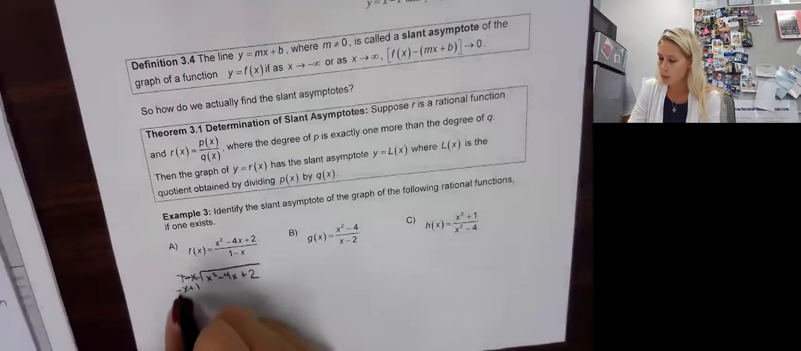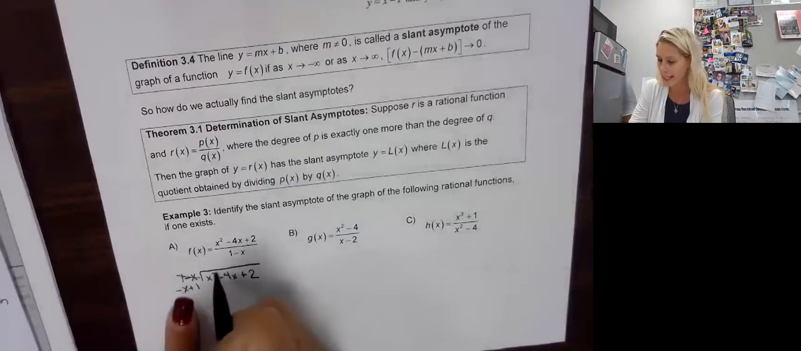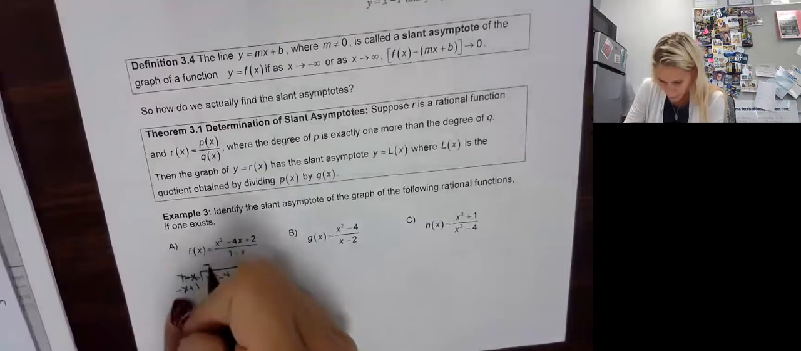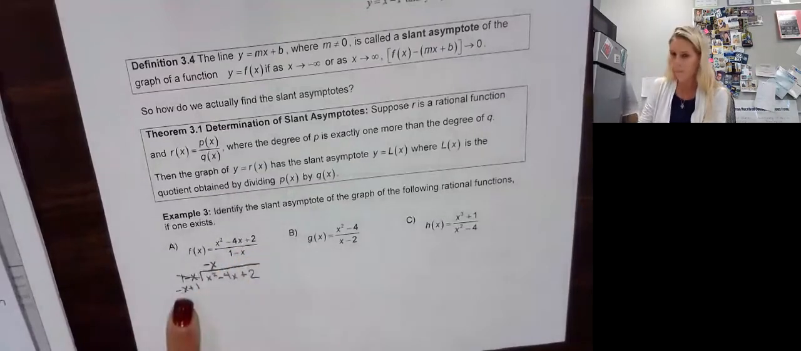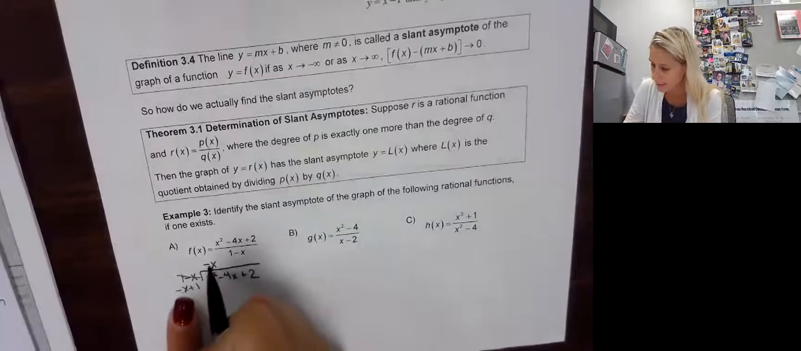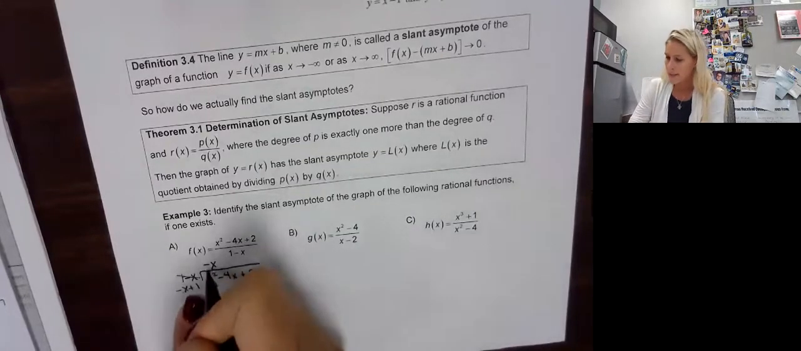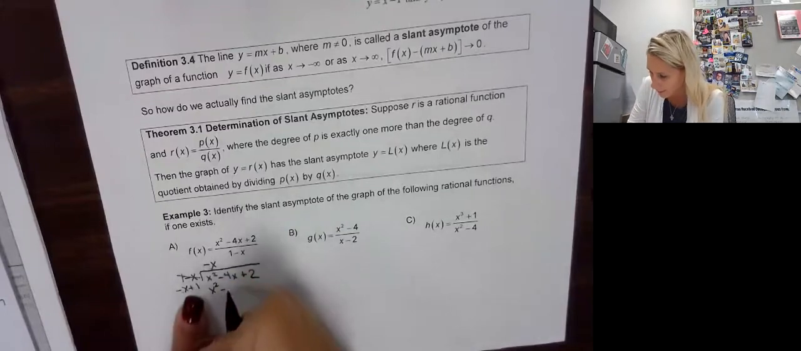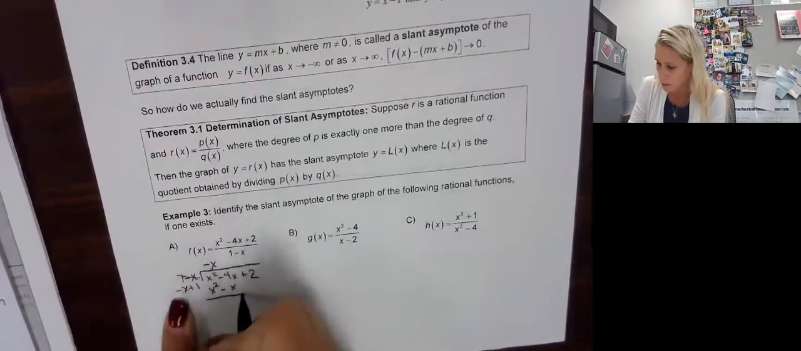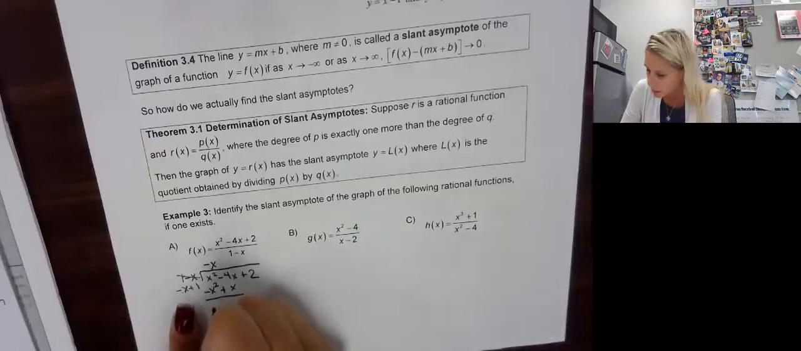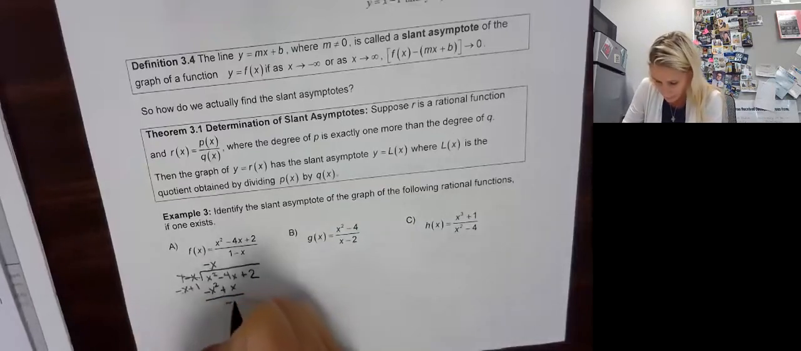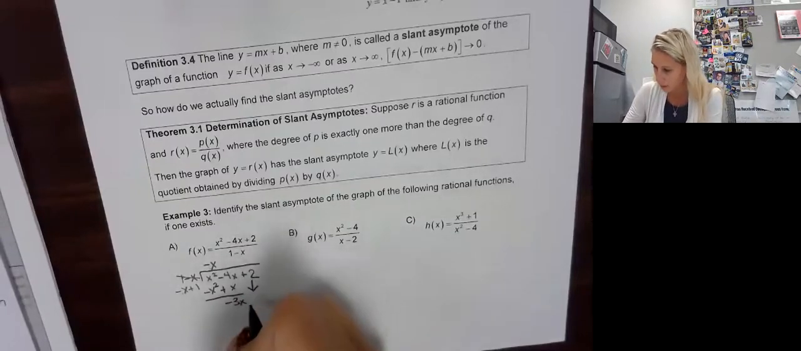So what do I multiply negative x by to get to x squared? Well, that would be a negative x. Then I multiply. Negative x times negative x is a positive x squared. Negative x times positive 1 is a negative x. And then remember, you subtract straight down. Or if you want, change each sign and add straight down. So that's 0, and that's negative 3x. Bring down the 2.